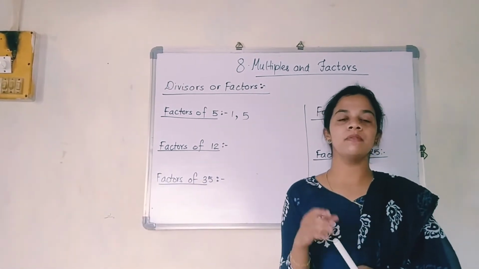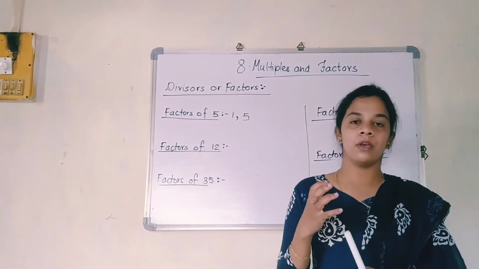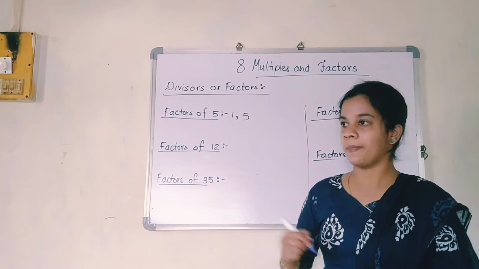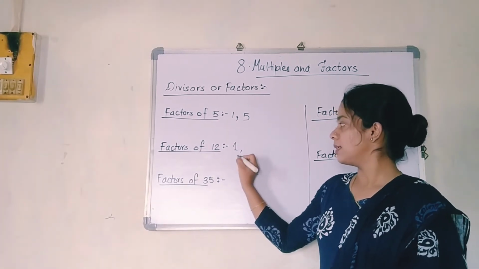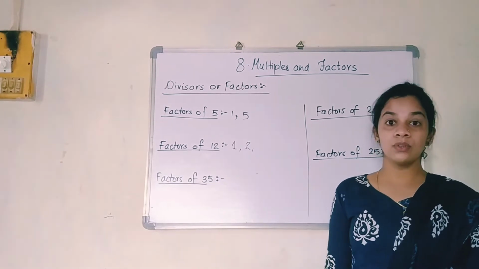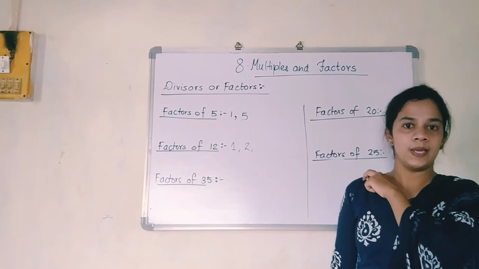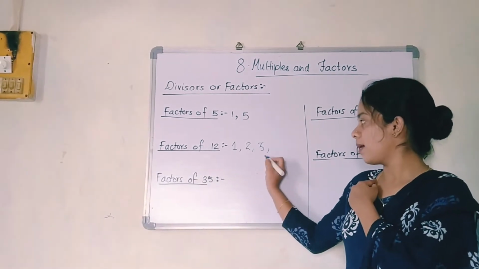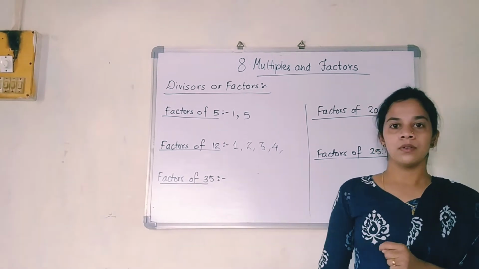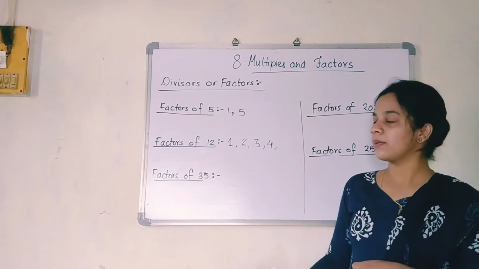Factors of 12 means what? We are going to find out those numbers in whose tables 12 occurs. 12 is occurring in which tables? It is coming in 1's table. It is coming in 2's table, 2 6s are 12. It is coming in 3's table. In 3's table does 12 occur? Yes, 3 4s are 12. 4 3s are 12, in 4's table also. In 5's table does 12 occur? No. 6's table, 6 2s are 12.